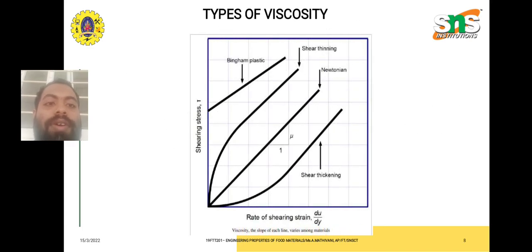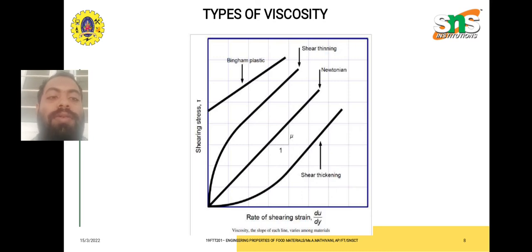Now we are going to discuss different types of viscosity. Here is the rate of shear strain, which is du by dy. In this we can see four different types of lines. The first line is Newtonian. There are two types of fluids, Newtonian and non-Newtonian. A Newtonian fluid is a straight line where it obeys Newton's law of viscosity. An example of a Newtonian fluid is water, where n is equal to 1.